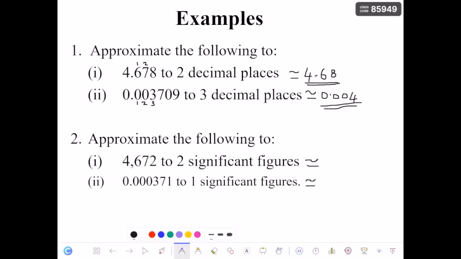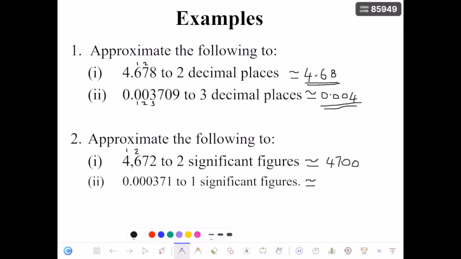So the first one says approximate the following to 2 significant figures. So 2 significant is number 6, that is 1, 2. So your answer is going to be 4. Then look at 6. 6 is closer to 7. So you add 1 to this 6, it becomes 7. Then every other digit will be 0, 0.